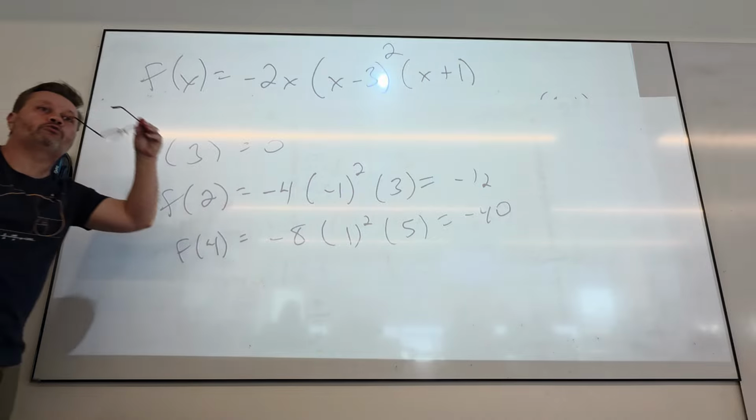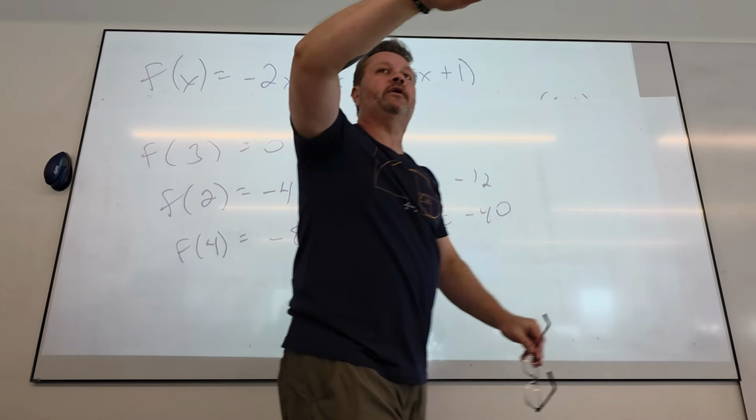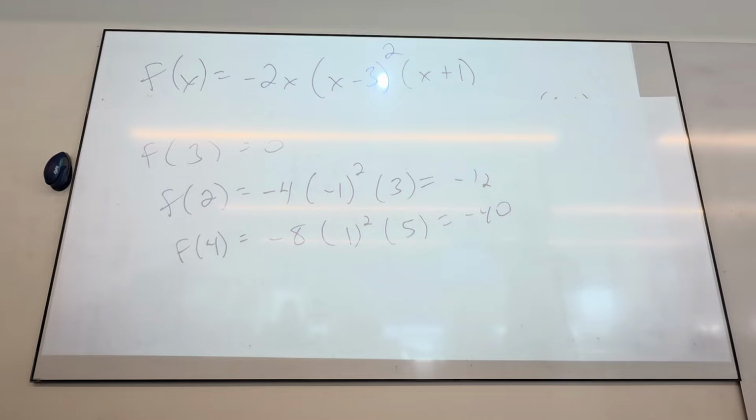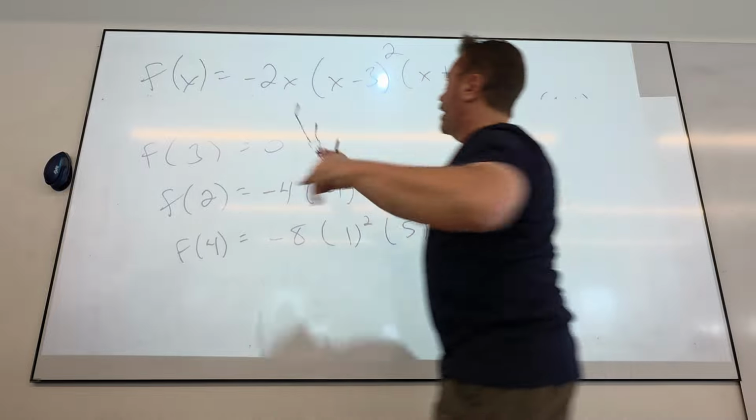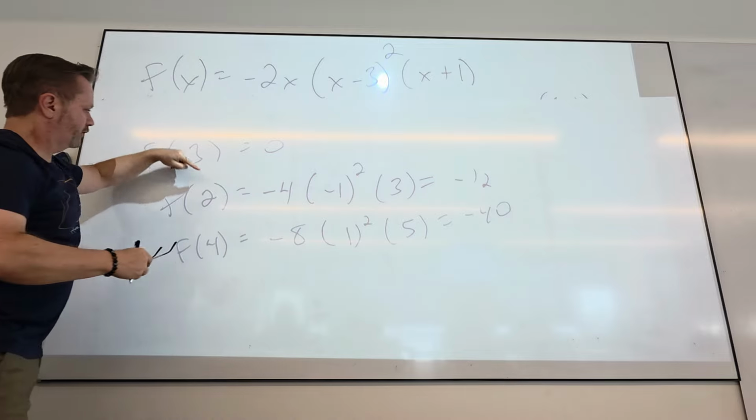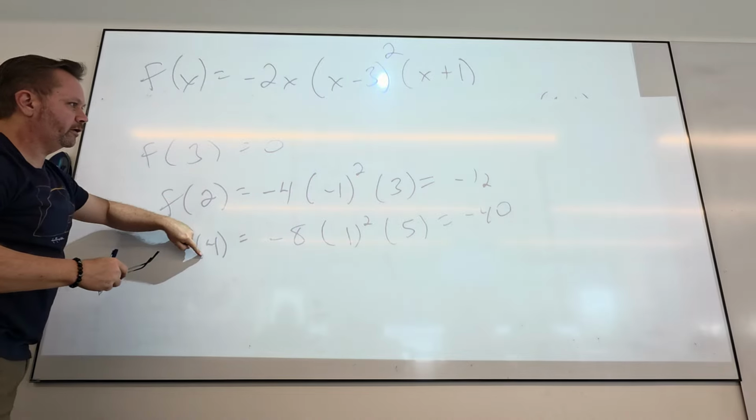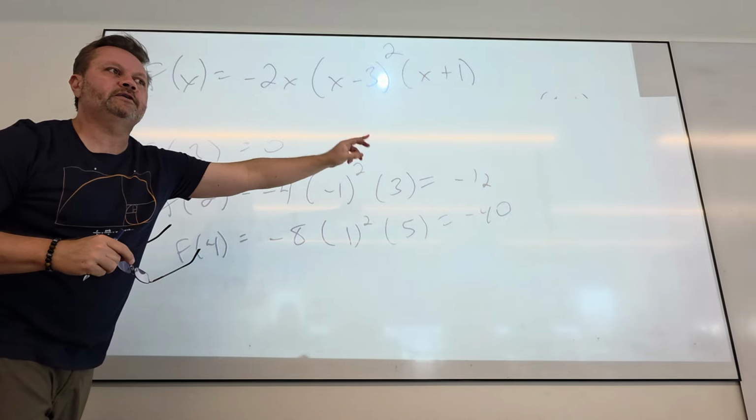If it goes through the x-axis, what happens to the outputs? If it's down here and then it goes through the x-axis, they were negative and now they're positive. If it turns, the outputs stay the same sign. So around 3, if I'm on one side or the other, the outputs stayed the same sign, didn't they?